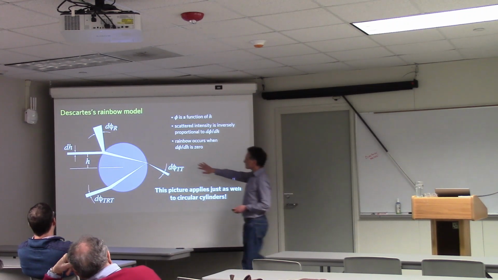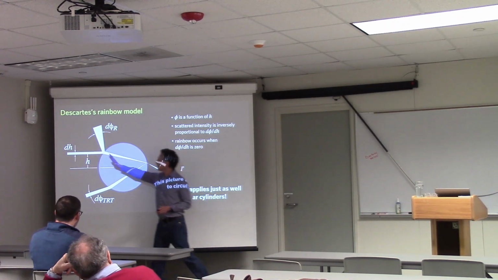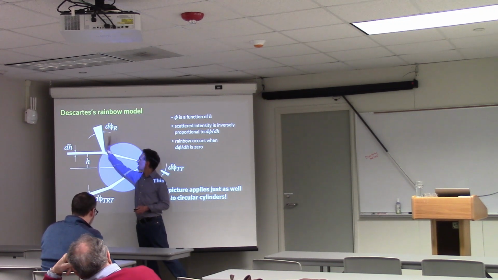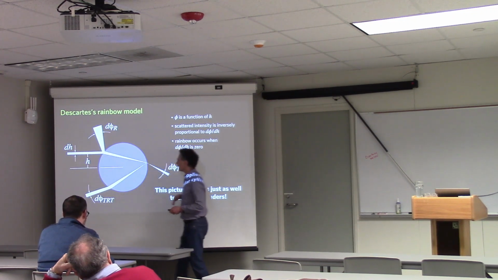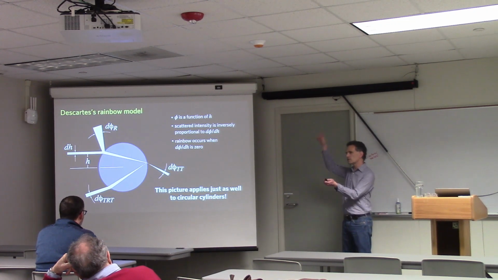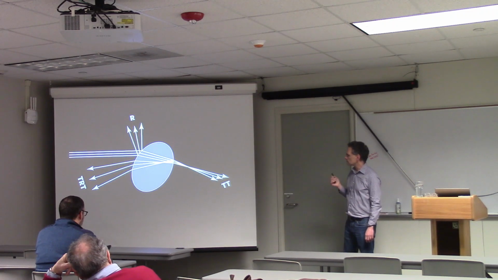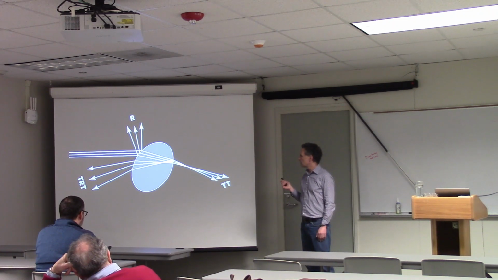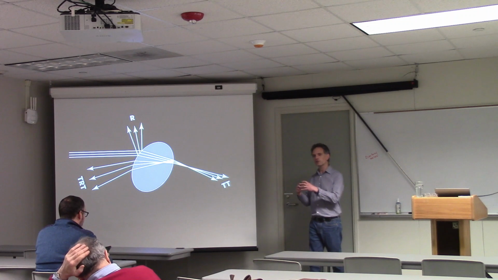So this kind of argument, asking what's the derivative of the outgoing angle with respect to the incoming height away from the axis, lets you build models for the distribution of light azimuthally around the fiber. So fibers are rarely circular.